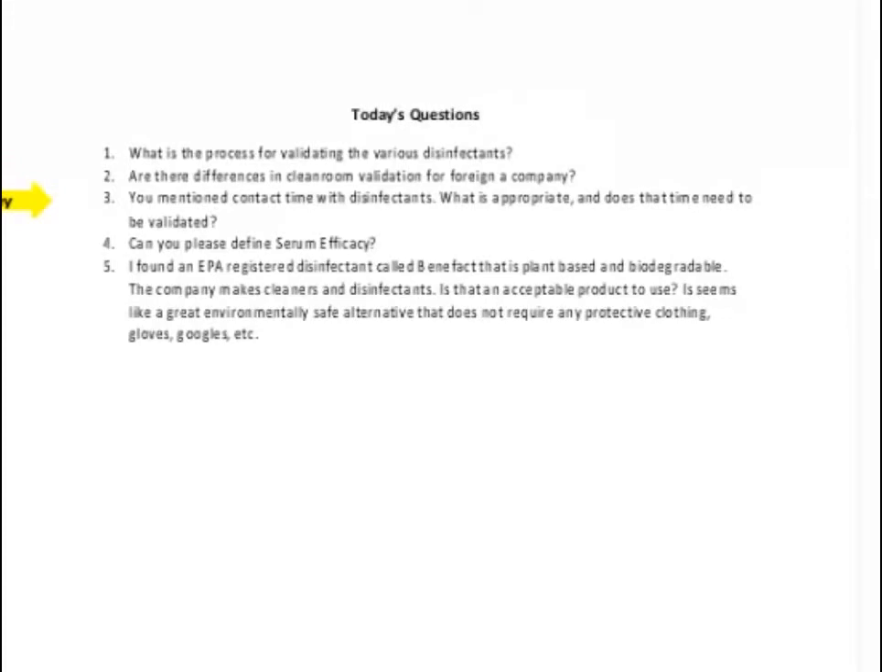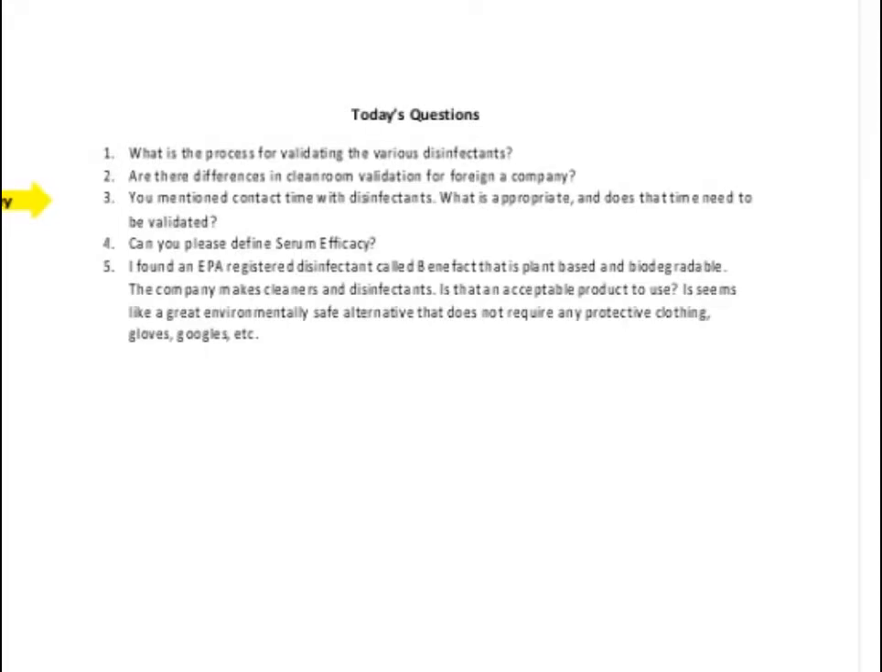And then the third question is, you mentioned contact time of disinfectants. What is appropriate, and does that time need to be validated? Yes. So what people will usually do is they'll start off with the label claim for the disinfectant. So, for example, we have products that say in 15 minutes aspergillus can be killed. So in your validation testing and studies, you have to test that 15 minutes, and if you can kill it quicker, you can also do that.